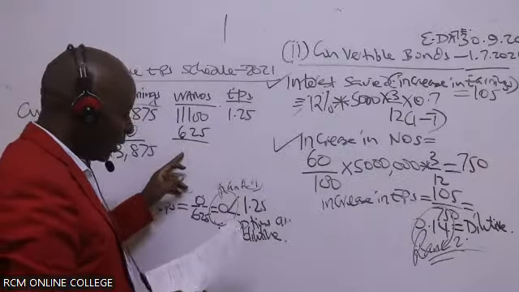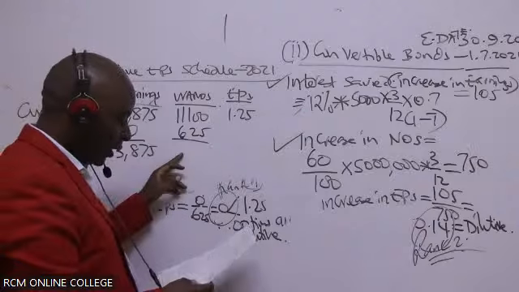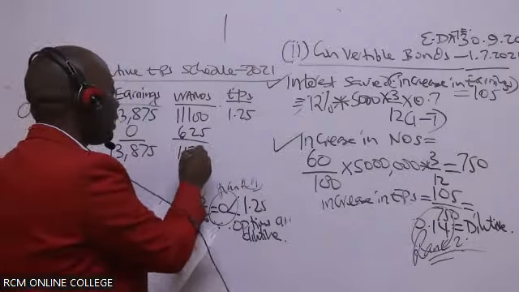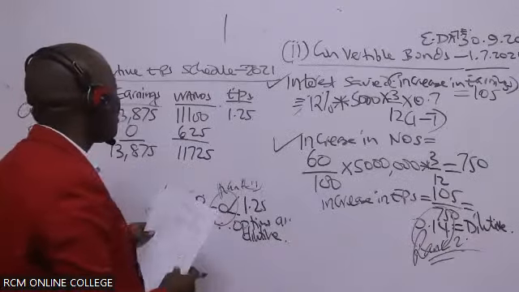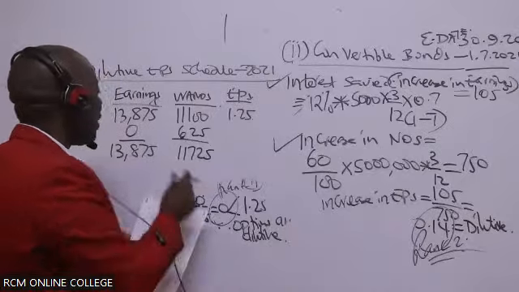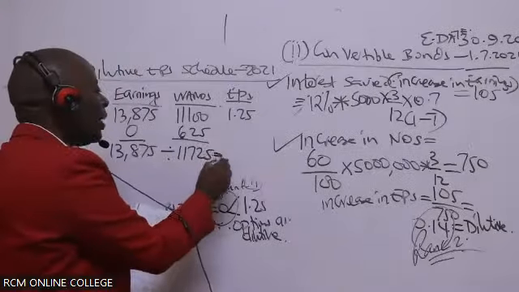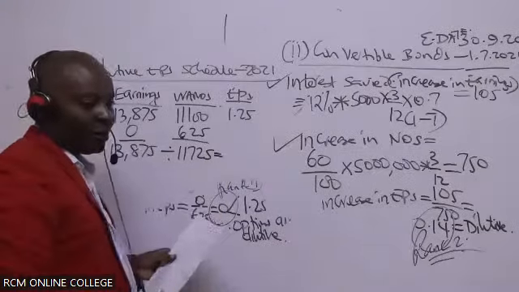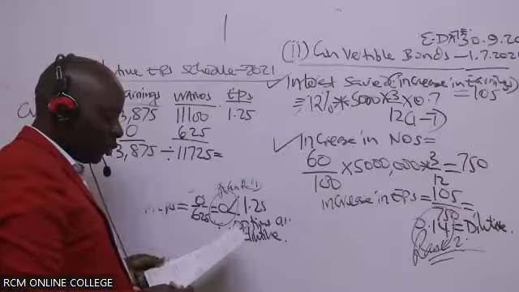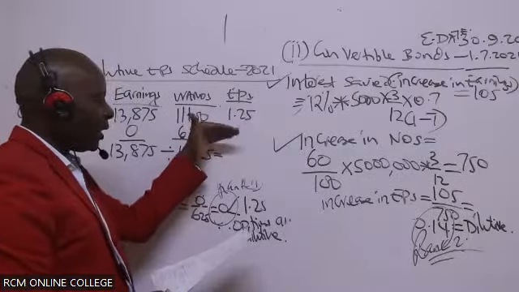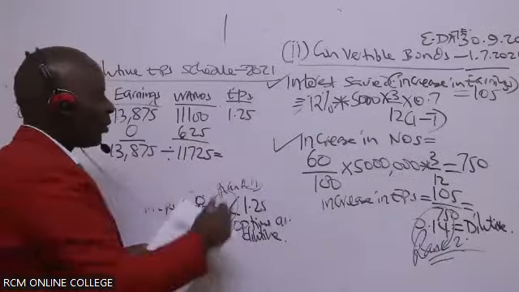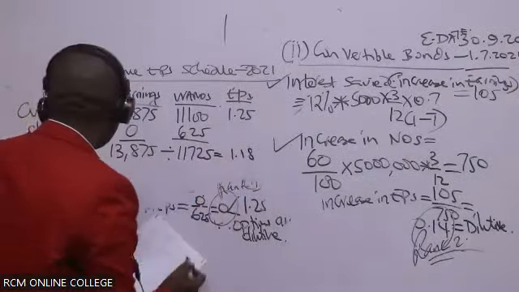I'm being given a figure of 11,725. So please divide these totals here to give me a new EPS. Is there somebody who is able to get 1.18? You can see now my general EPS is coming down. 1.18. And then come here.